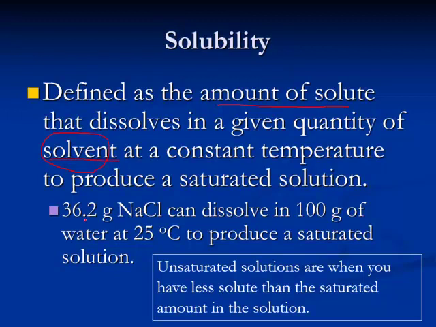Alright. So 36.2 grams of sodium chloride can dissolve in 100 grams of water at 25 degrees Celsius, that's room temperature, to produce a saturated solution. This is a specific quantity. So if you have 100 grams of water and we say it's saturated, that means that there are exactly 36.2 grams of sodium chloride dissolved in it.